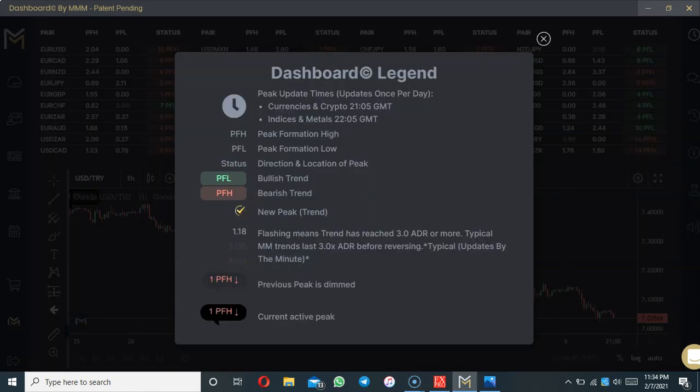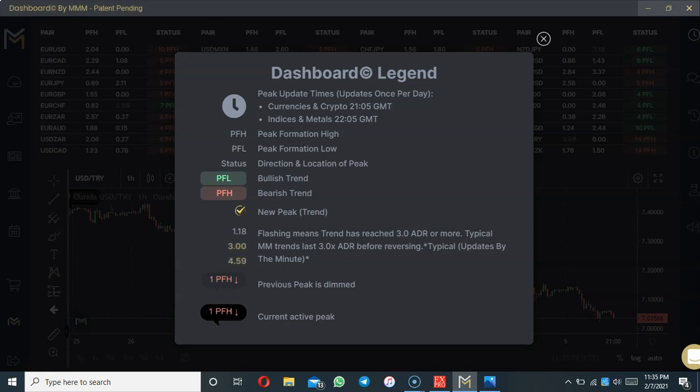This will identify how the dashboard operates, peak update times. It updates once per day: currencies and cryptos update at 21:05 GMT, indices and metals at 22:05 GMT. PFH means peak formation high, PFL means peak formation low. We have our status bar showing us direction and location of the peak. PFL, we're in a bullish trend. PFH, we're in a bearish trend.